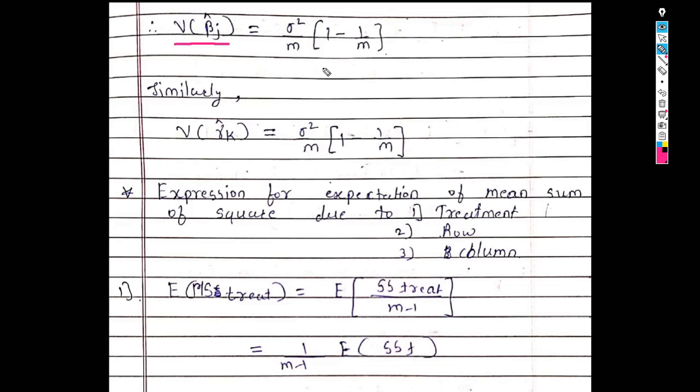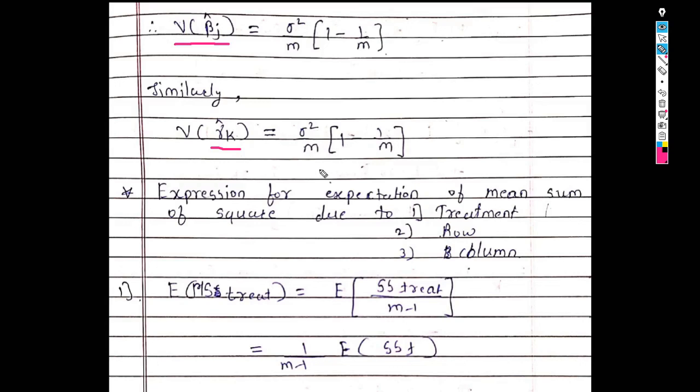Similarly we find variance for gamma k hat. So what is the estimate for gamma k hat? The estimate is x dot dot k bar, that is kth treatment mean minus grand mean. The kth treatment mean can be written as mu plus gamma k plus epsilon dot dot k bar, and the grand mean can be written as mu plus epsilon dot dot dot bar. So after taking that difference, we can solve this expression similarly to the above expression. So we get the final expression sigma square upon m into 1 minus 1 upon m.